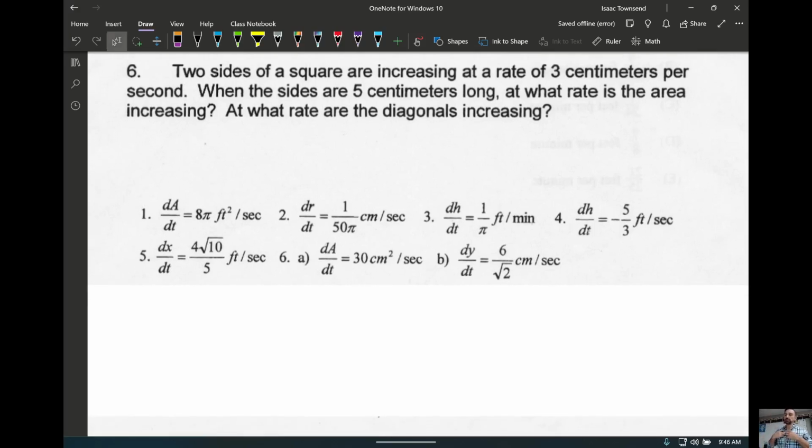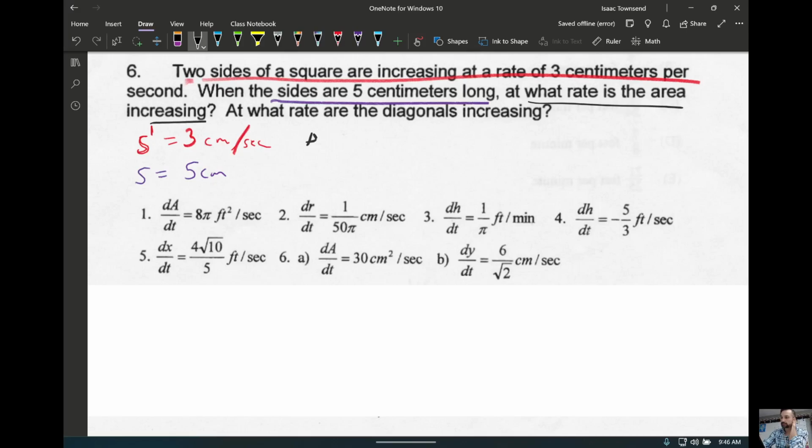All right, question 6. I'm going to do both parts, so you're welcome to tune out until the second part. Two sides of a square are increasing at a rate of 3 centimeters per second. So that's how the sides are changing. Oops, but that's a length, so just regular centimeters. When the sides are 5 centimeters, at what rate is the area increasing?